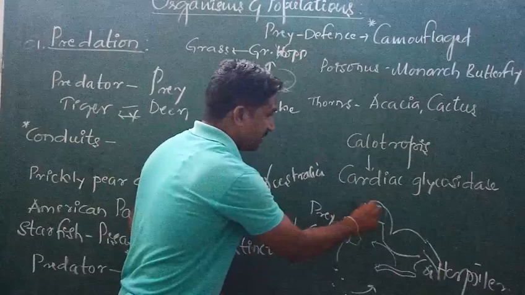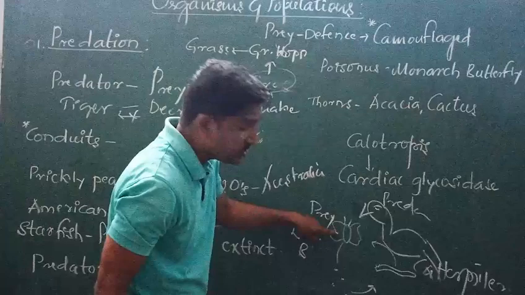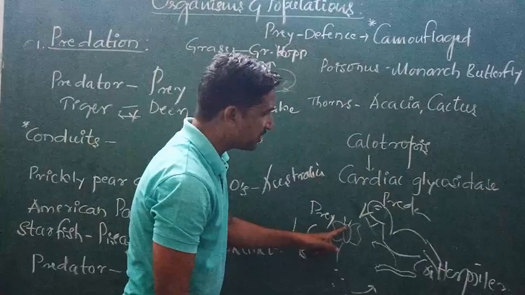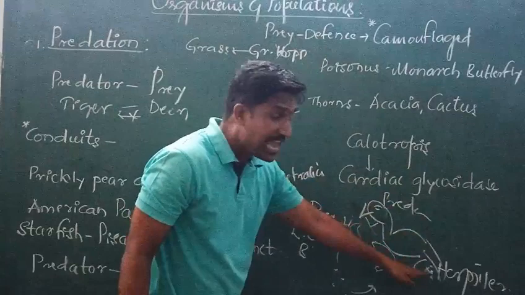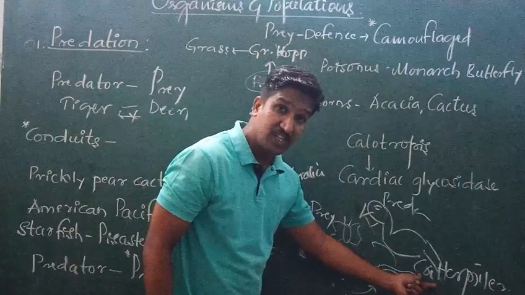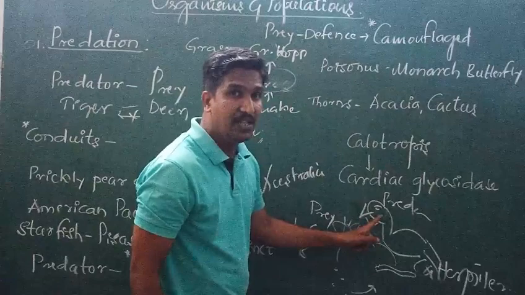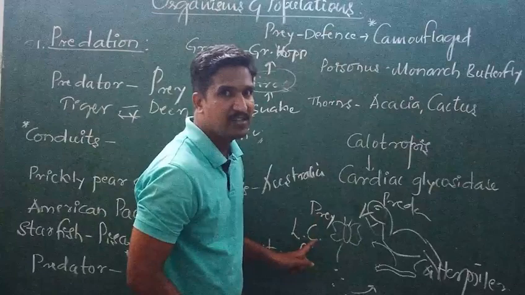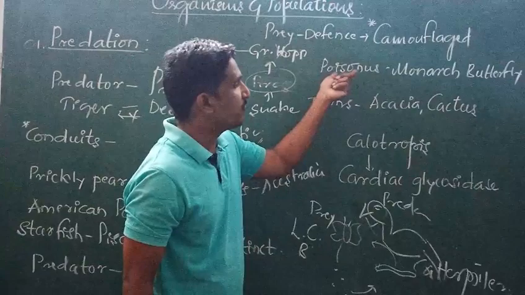Now this predator will eat this prey. Now what happens to this bird? The bird will die. Why? Because this butterfly contains a poisonous chemical from its caterpillar stage. The butterfly gathers a poisonous chemical during its caterpillar stage. So when the butterfly is eaten by the bird, the bird will die. So a predator dies if it eats some of the prey which contain poisonous chemicals. So one of the best examples for such a butterfly is the monarch butterfly.